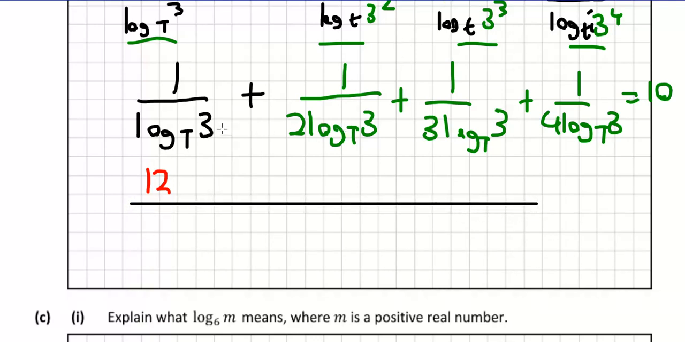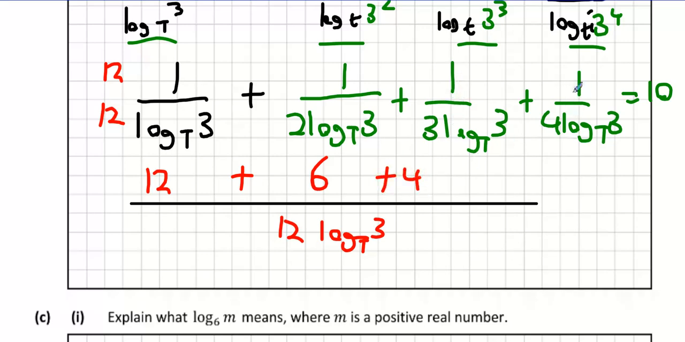All right, guys, so look at this. That's 12 top and bottom, yeah? So 12 log 3 base t. What about this one? 6 top and bottom, so plus 6 on the top. Next one, what's top and bottom? 4. And after that? 3. And that still equals 10, doesn't it?